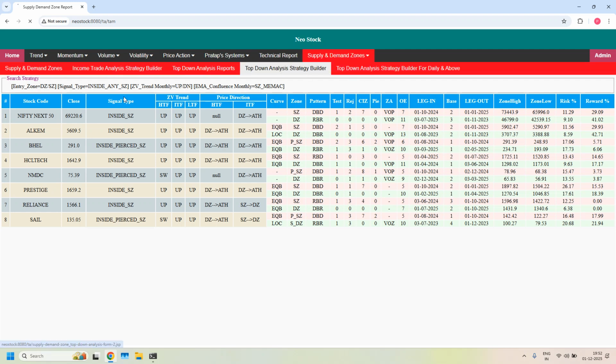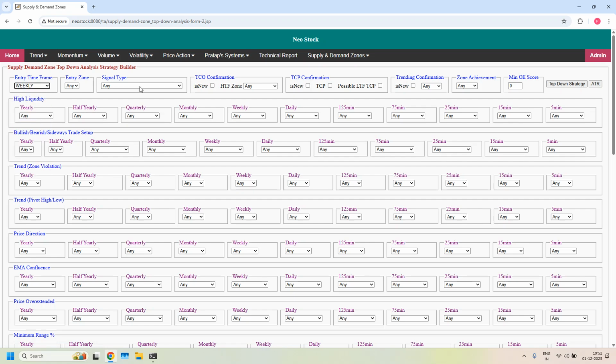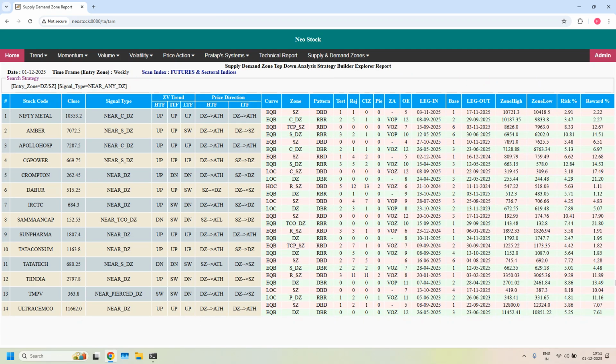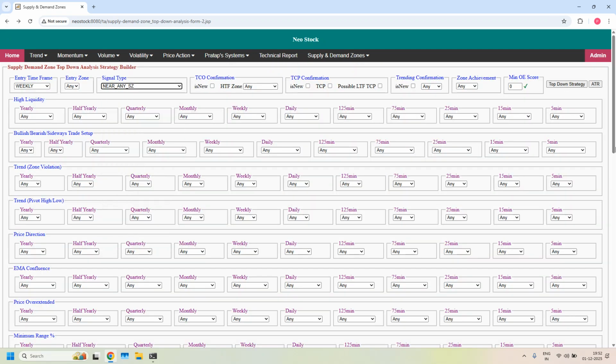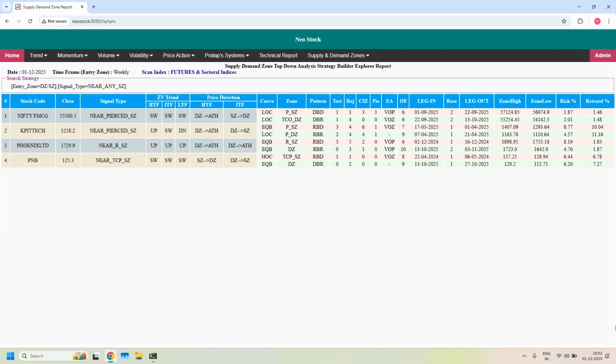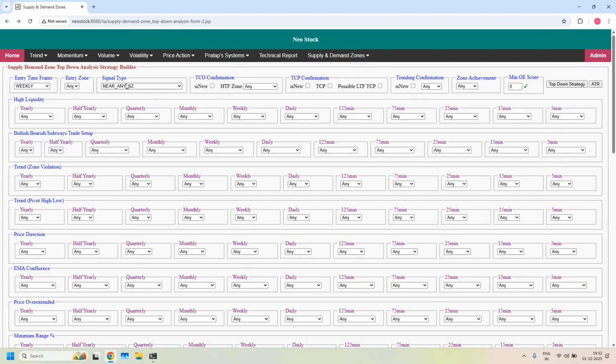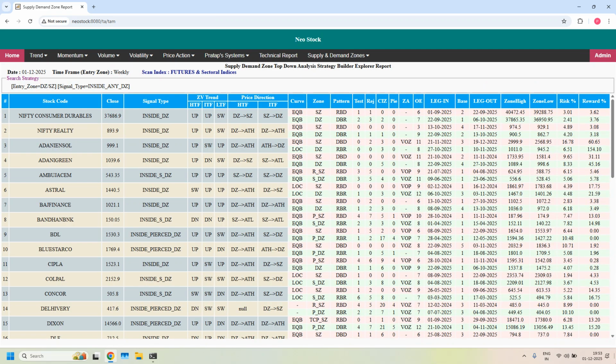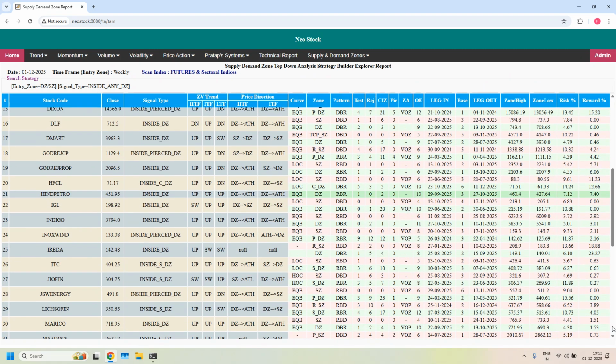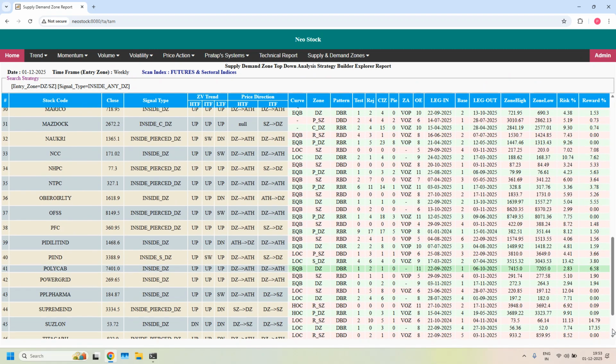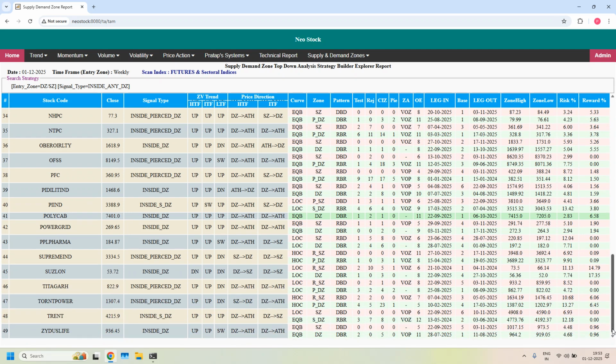Next time frame is weekly. Stocks near to the weekly demand zone, we got 14 stocks. Next, stocks near to the weekly supply zone, we got 4 stocks. Next, price closed inside the weekly demand zone. First 15 stocks in the list. Scrolling the list down. Total 49 stocks are filtered.